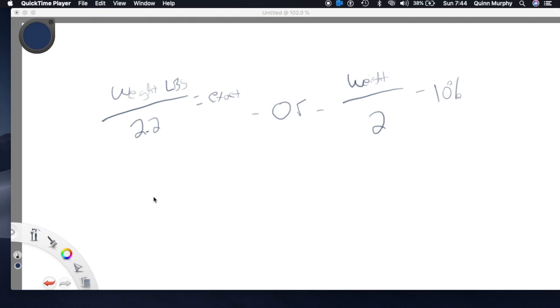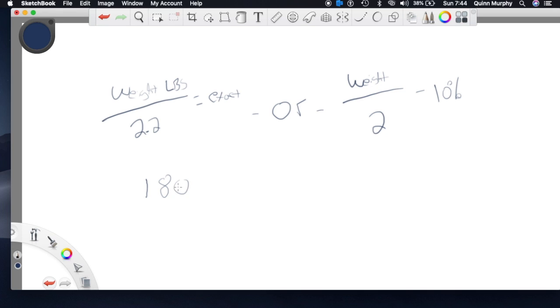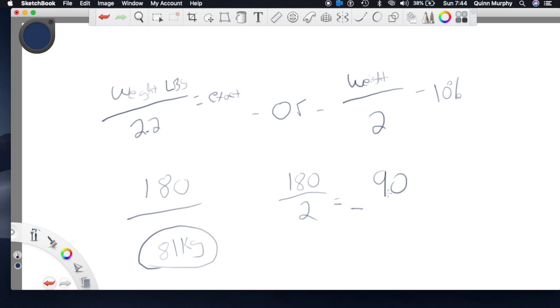So let's say they are 180 pounds. What we're going to do is divide that by 2.2, and 180 divided by 2.2 is going to give us 81 kilograms. And that's the weight that we're going to use to calculate our drug dosages. Or, this is the method I like to use in the field, 180 divided by 2 equals 90. And then I subtract 10% of 90, which is simply going to be 9. So 90 minus 9 is going to give us 81.